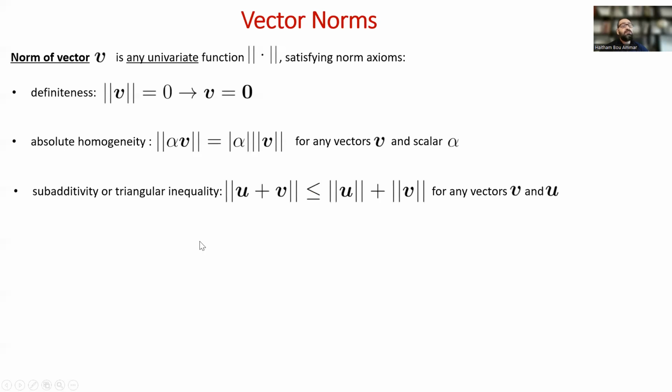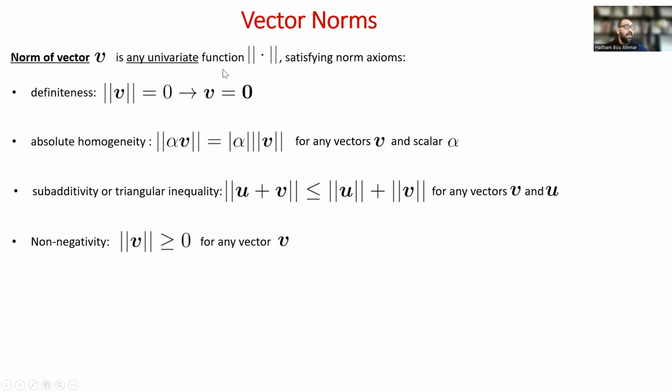And we also have the triangle inequality holding. So the norm of the sum is less than the sum of the norms. The norm of u plus v is less than or equal to the norm of u plus the norm of v for any two vectors u and v. And of course, non-negativity, meaning that the norm of the vector v has to be greater than or equal to 0 for any vector v. Of course, it can be equal to 0.